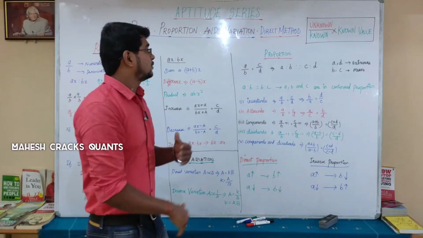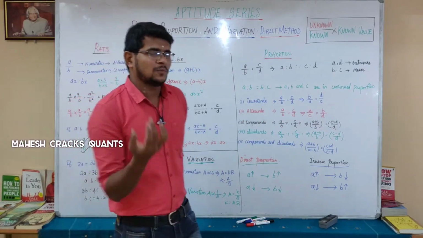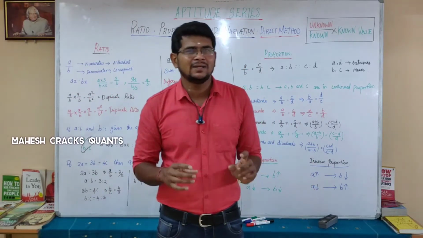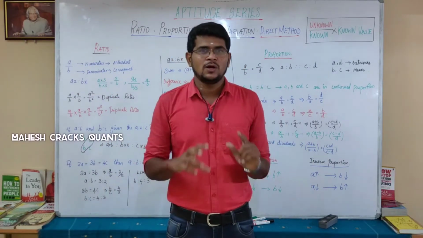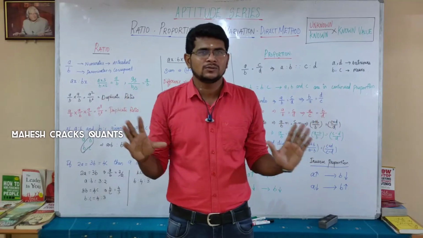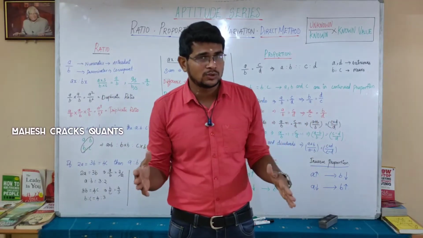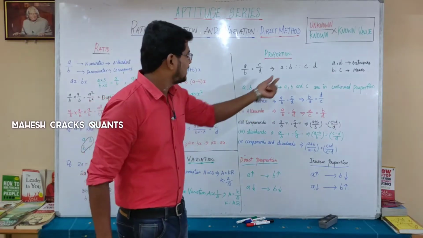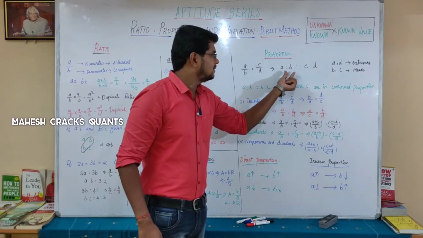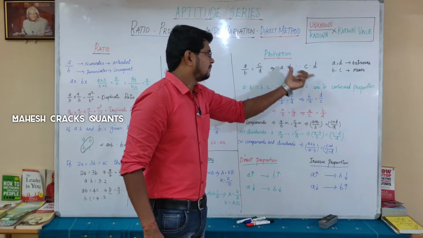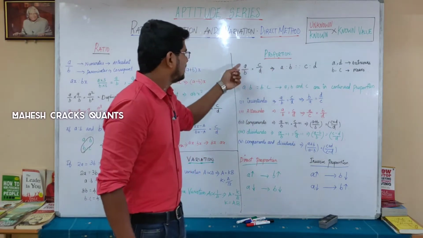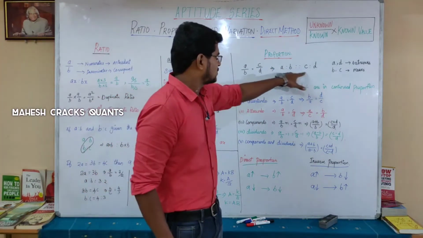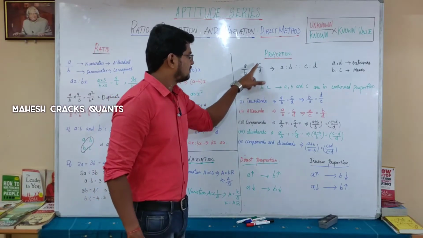Okay, let's get into the proportion part. What is proportion? Proportion is nothing but equating two ratios. If you have two ratios and you are equating both the ratios, then that is called proportion. I am having two ratios, A is to B and C is to D. I am equating this, so I will get A by B is equal to C by D. This is proportion.